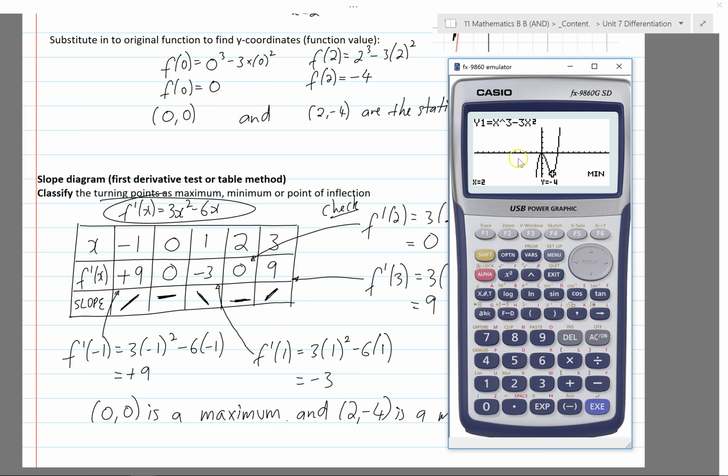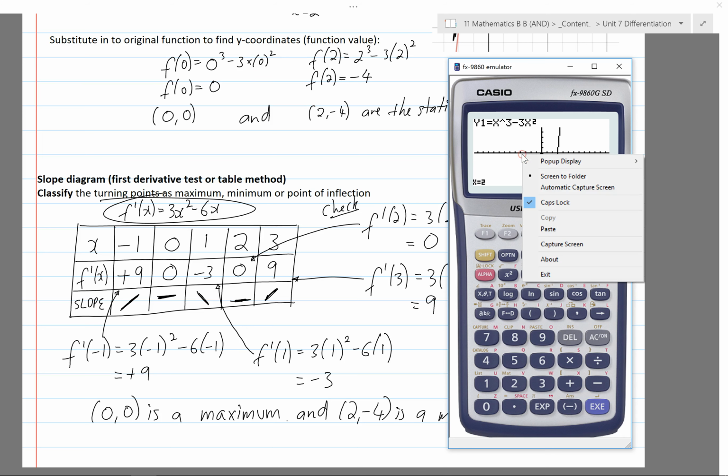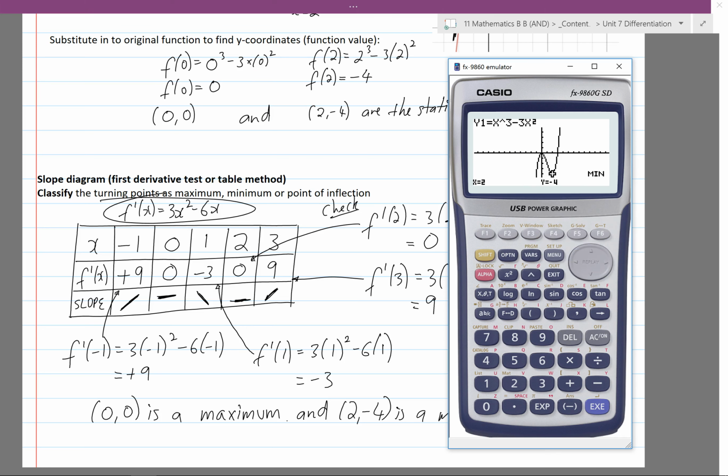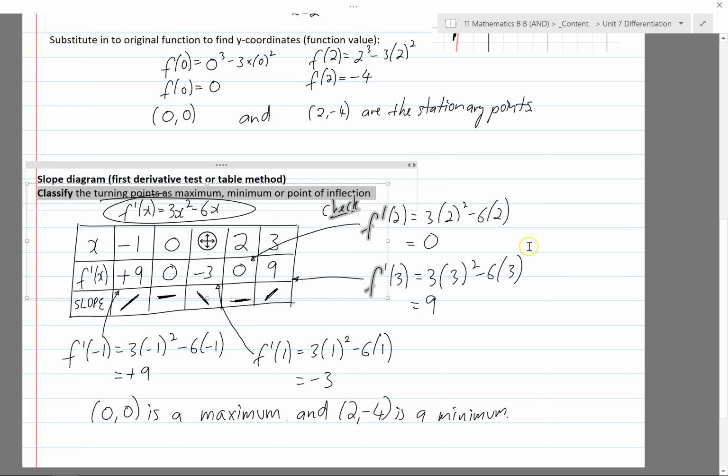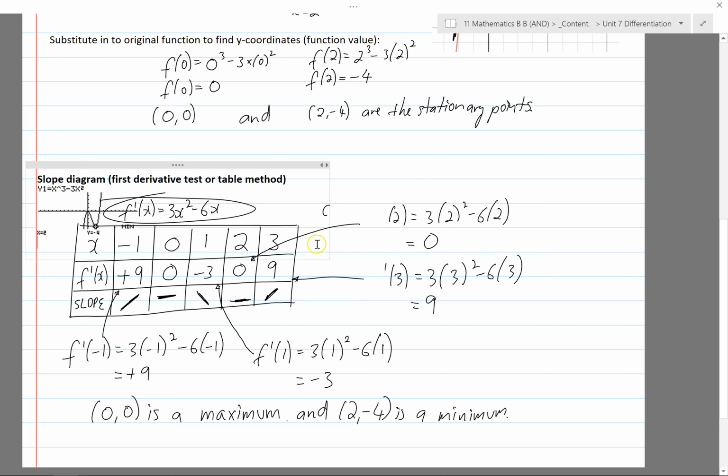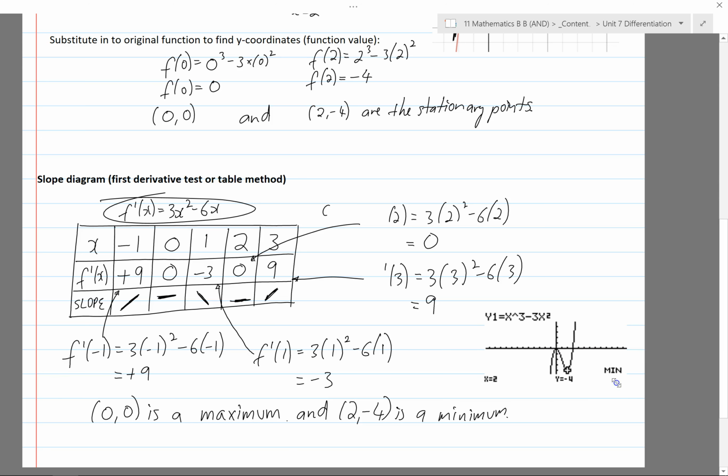And this is some sort of a diagram that you could capture and paste onto your digital exam paper when you're watching this video in the year 2020 and we actually have digital exams. But until then, you'll just have to hand draw this calculator output as a justification of your result. So that's the table method.